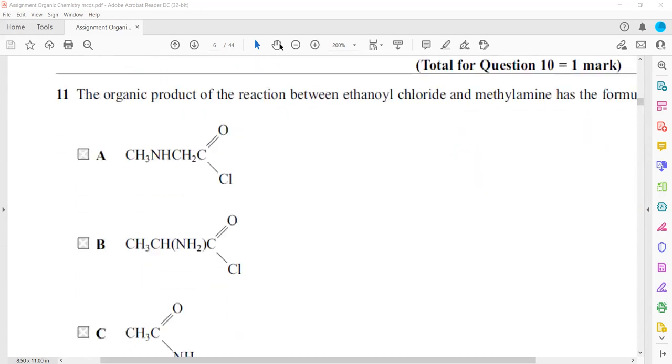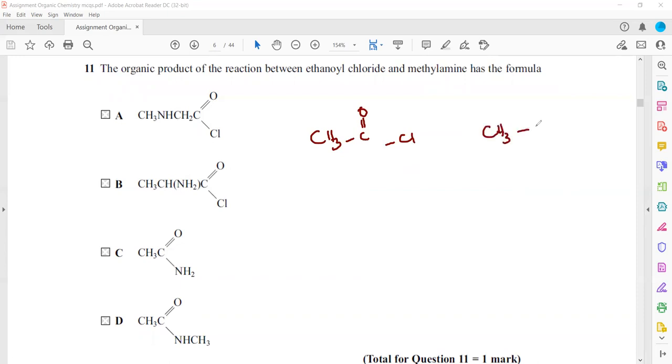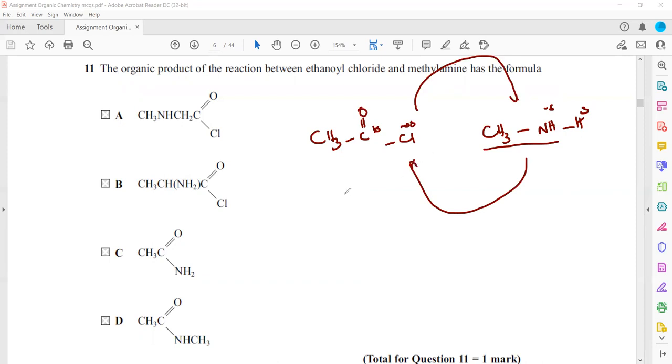The organic product for a reaction between ethanoyl chloride and methylamine. So ethanoyl chloride, how to draw ethanoyl chloride? CH3, C double bonded with O and Cl. This is ethanoyl chloride. And methylamine, CH3NH2 is there, but N is partial negative and H is partial positive. Just remember, the partial negative side will take that position. So it will result in the formation of an amide.